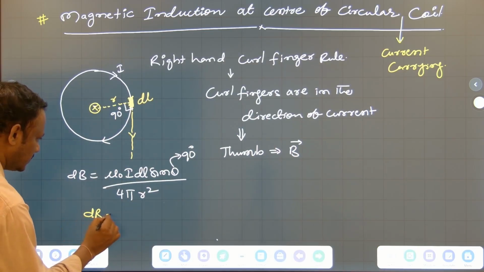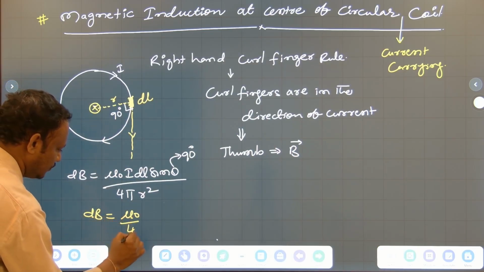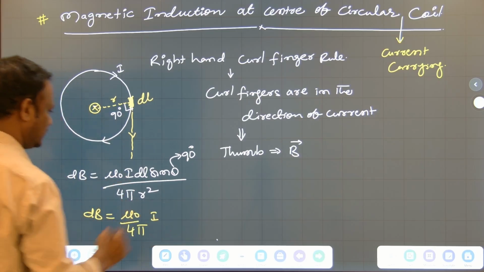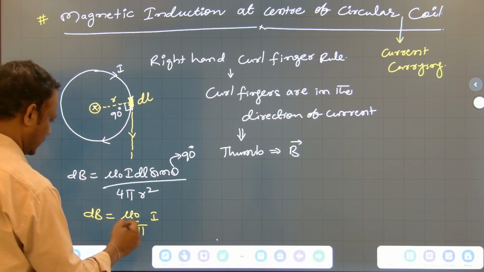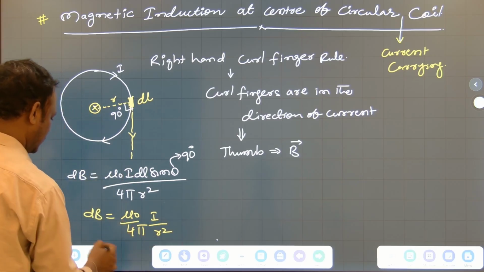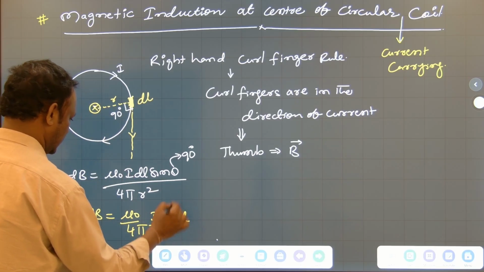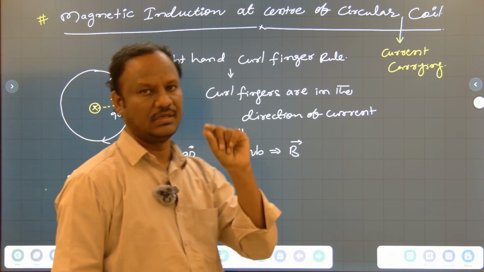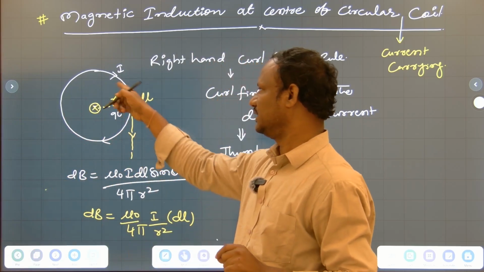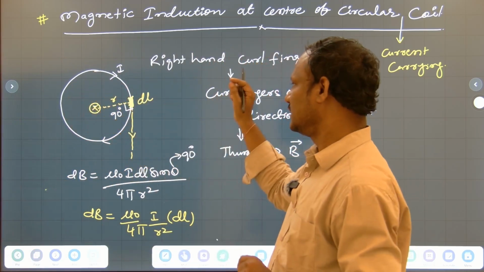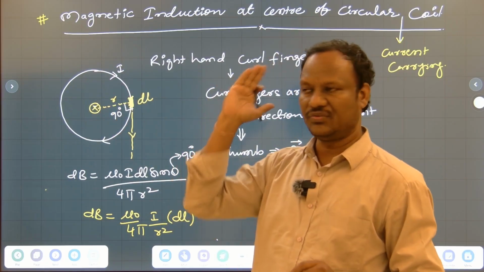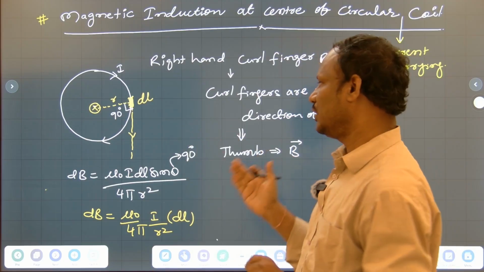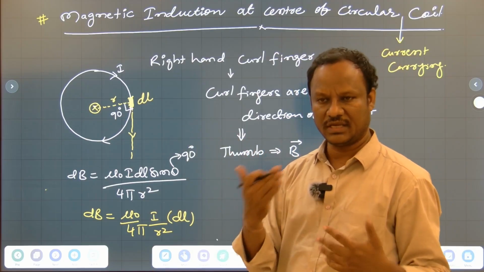So dB is equal to mu naught by 4 pi, I by r square, dl. This is for one small part. The coil is divided into infinitely many small parts, and if you want to add infinite terms, you can go for integration.